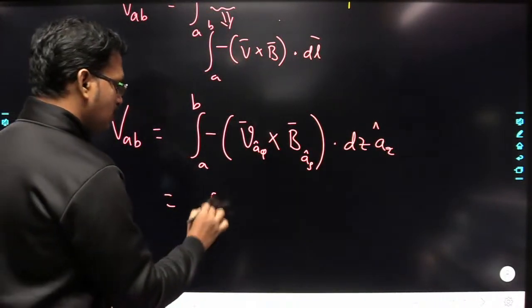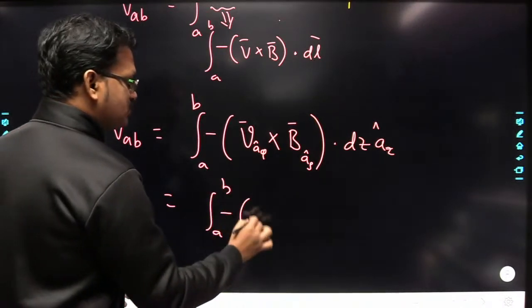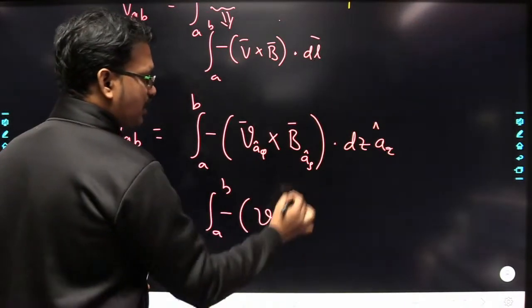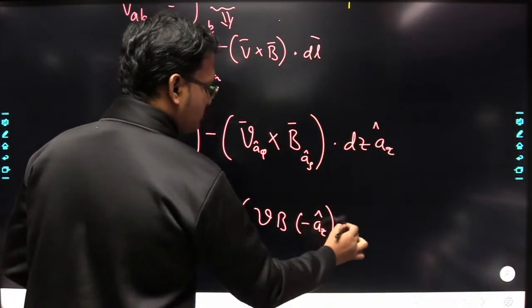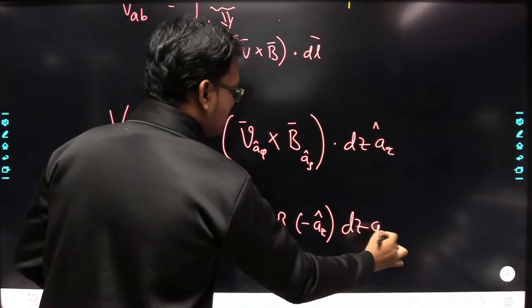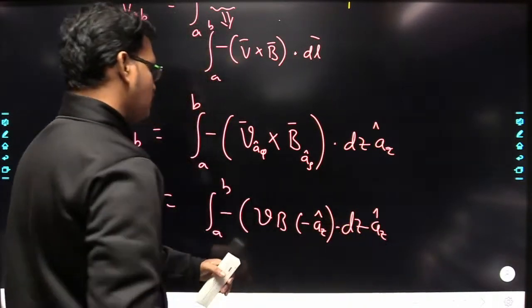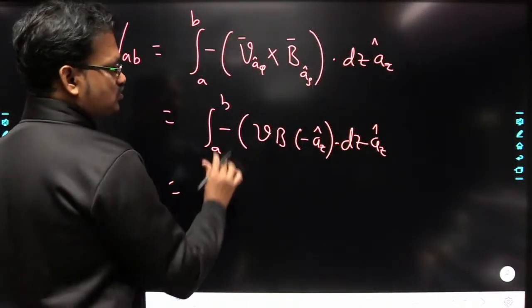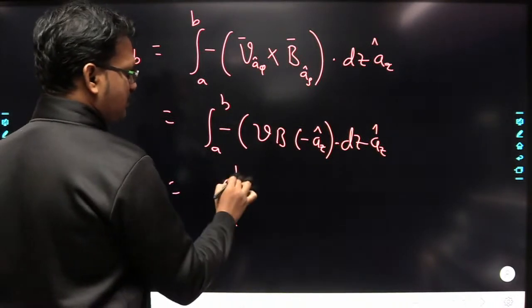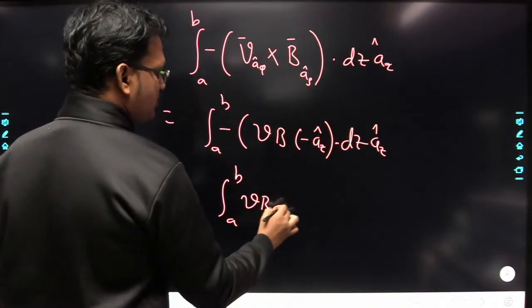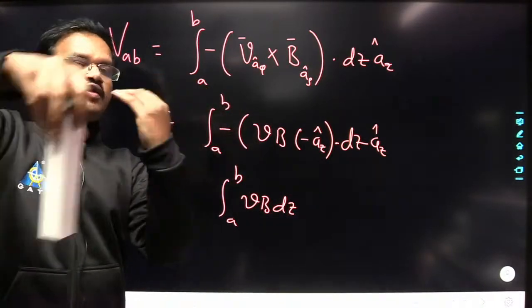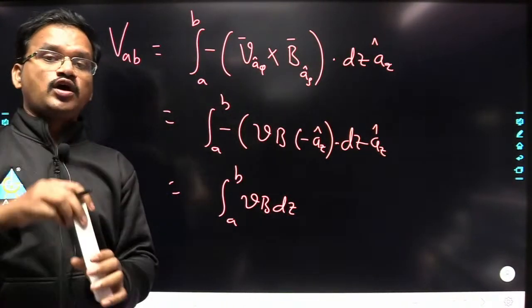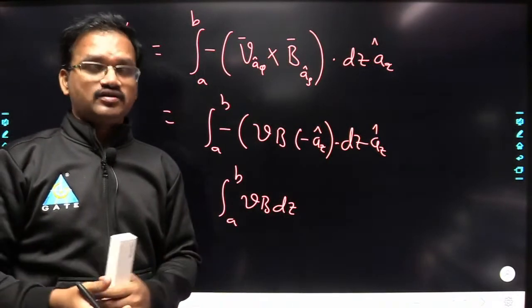So what we got? Integral A to B minus of V into B, A phi cap cross A rho cap is nothing but minus AZ cap, here dz AZ cap. So minus into minus will become plus, integral A to B VB into dz. Now here this conducting bar is revolving about the z axis, so you have to consider the angular velocity.